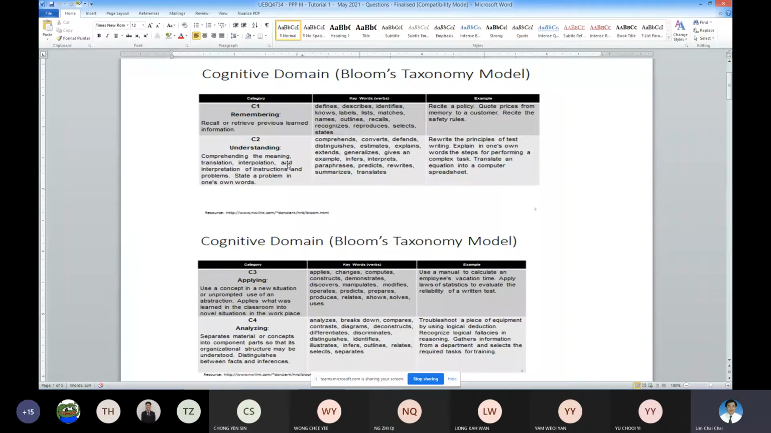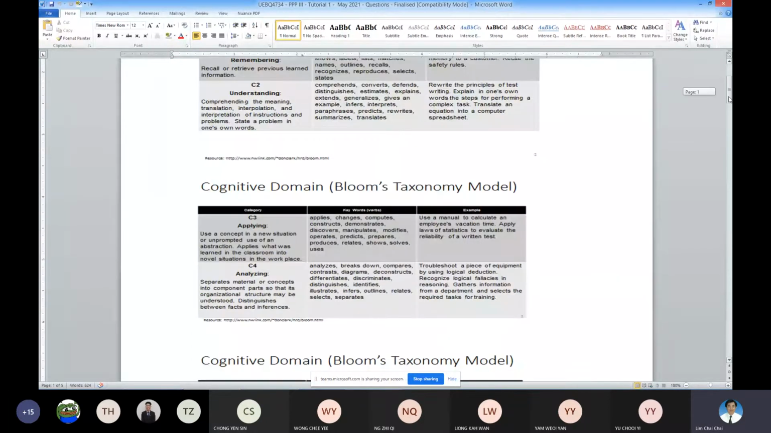And then you have your C3, application. There will be verbs in the sentence such as apply, or sometimes change, compute, construct, demonstrate, manipulate, predict, prepare, produce, show, solve, and use. So these are the C3 category.